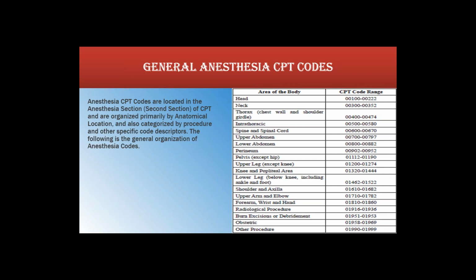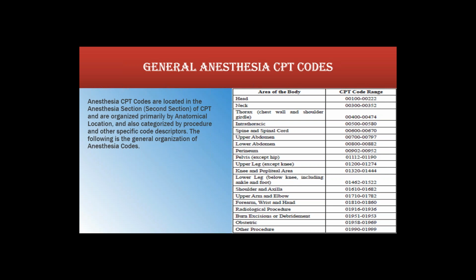If we take a look at the head area, we'd be looking at CPT code range 00100 to 00222. If we were looking at procedures of the neck, we would reference code 00300 to 00352. If we're looking at the thorax, including the chest wall and shoulder girdle, we'd look at CPT code 00400 to 00474. If we're looking at the intrathoracic area, we would reference 00500 to 00580.